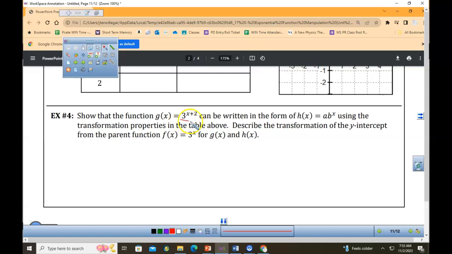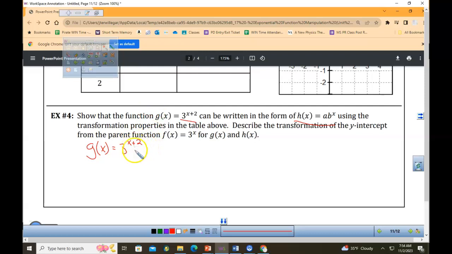So they're asking, can we rewrite the function 3 to the x plus 2 in the form of h of x equals a times b to the x using the transformation properties in the table? Describe the transformation of the y-intercept, and let's figure it out. So our g of x is 3 to the x plus 2, right? And we need to transform that so it looks different.